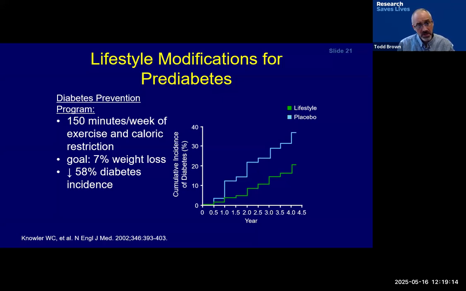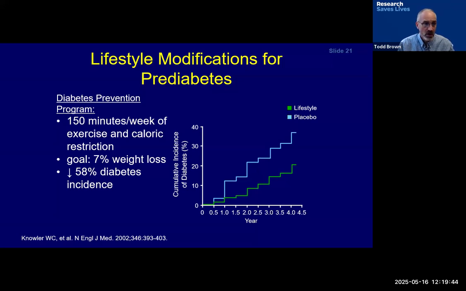So in the DPP, it was a relatively modest lifestyle recommendation: 150 minutes a week of exercise with caloric restriction. And the goal was a 7% weight loss. Most people who got the intensive lifestyle did get to that. But with that relatively small weight loss goal, there was almost a 60% reduction in the incidence of diabetes in this group.